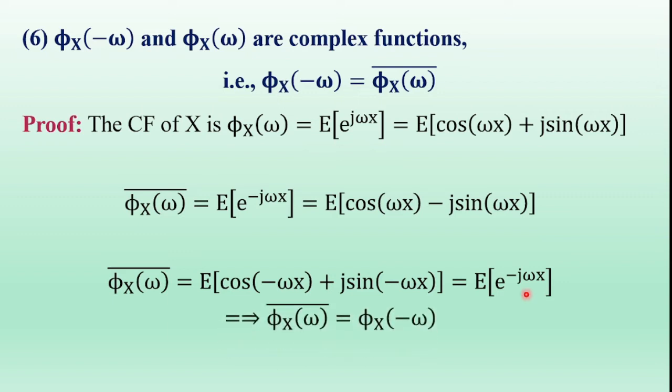So therefore, expectation of e power j omega x is pi x of omega. Similarly, expectation of e power j into minus omega x is pi x of minus omega. So pi x of minus omega and pi x of omega are complex functions.